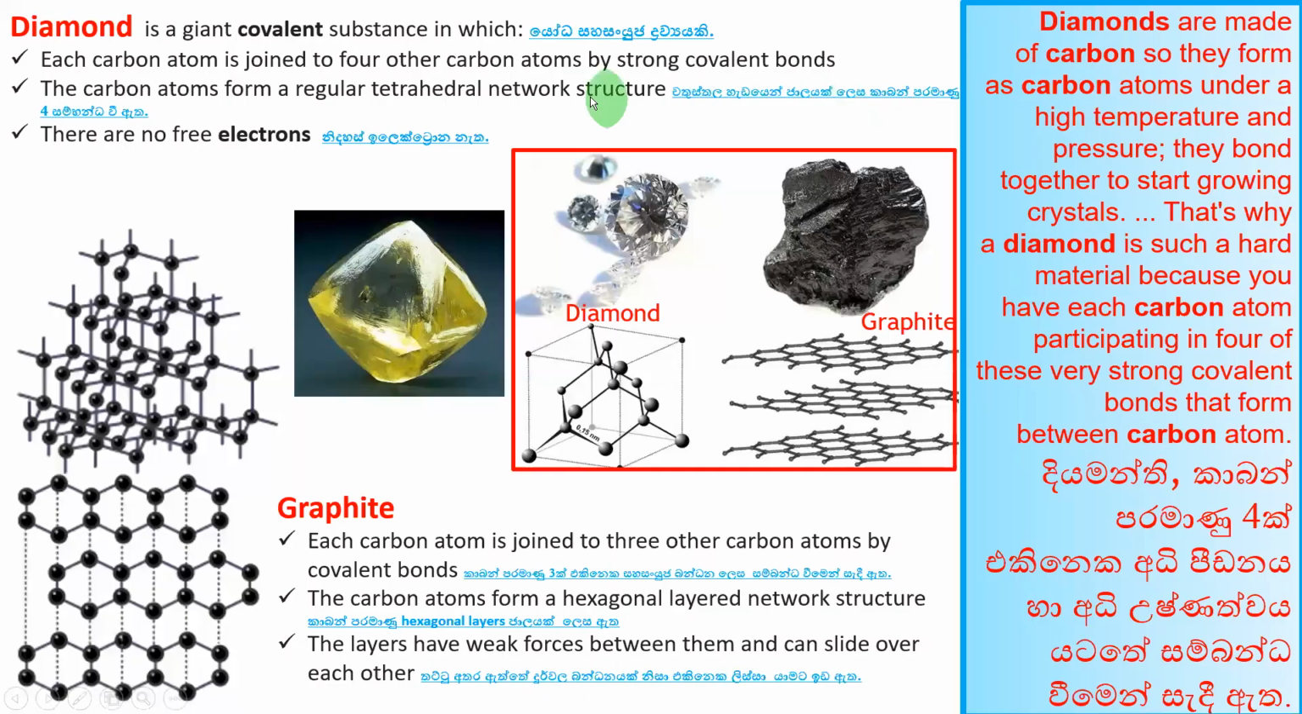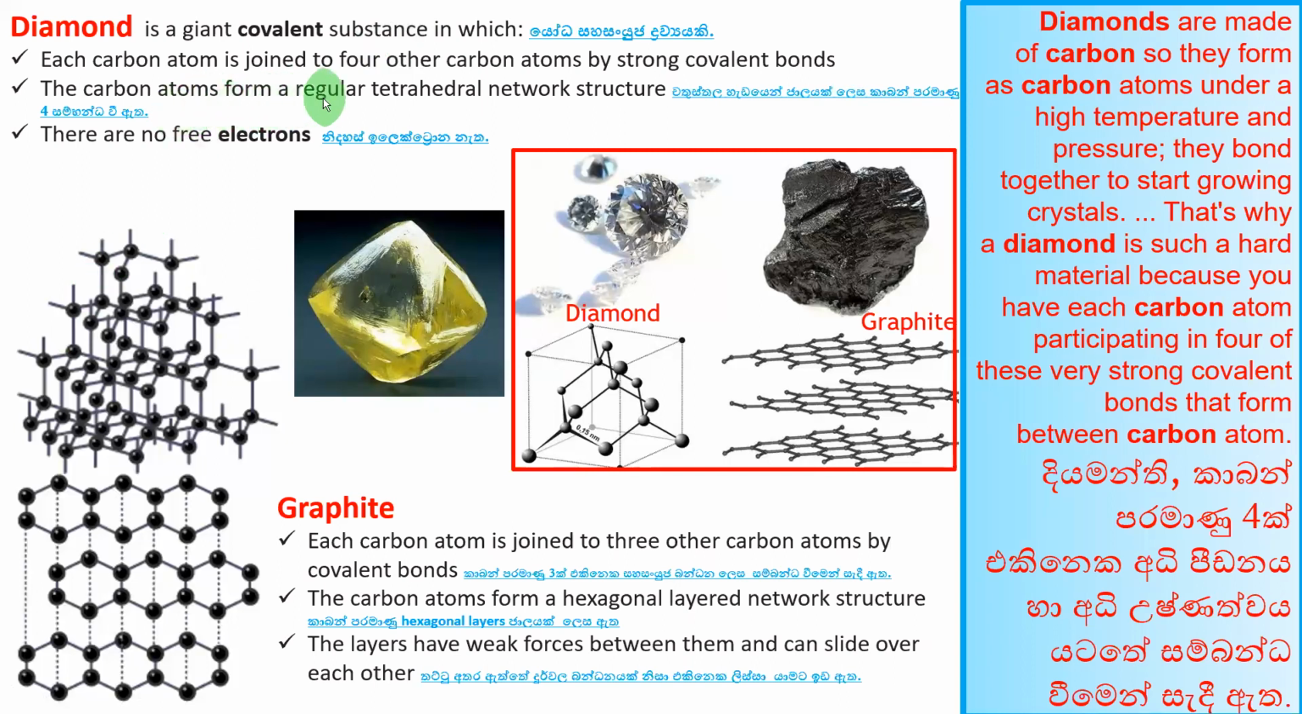Now look at this. Diamond is a giant covalent substance in which each carbon atom is joined to 4 other carbon atoms by strong covalent bonds. Covalent bonds are the name of the bonds. Each carbon atom is connected to, look at this structure, another 4. Look at this, another 4 is connected together. Then that bond is called covalent bond.